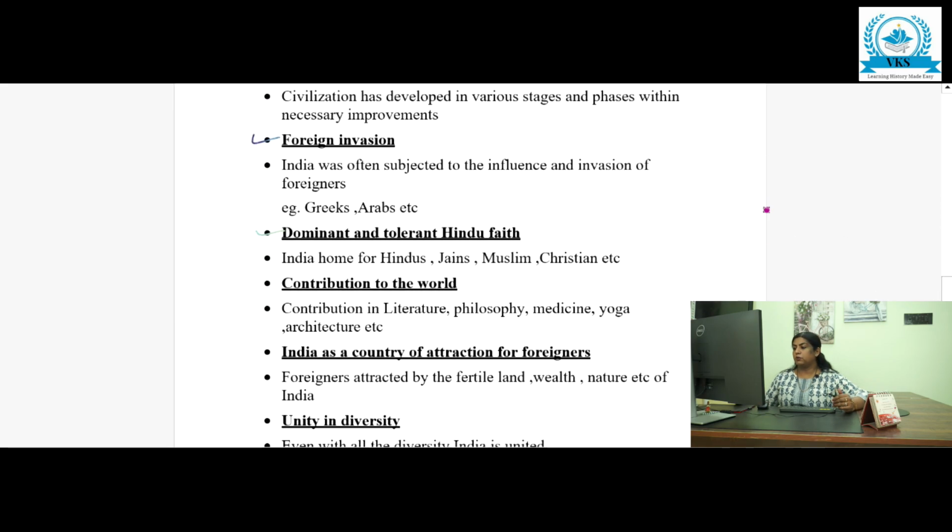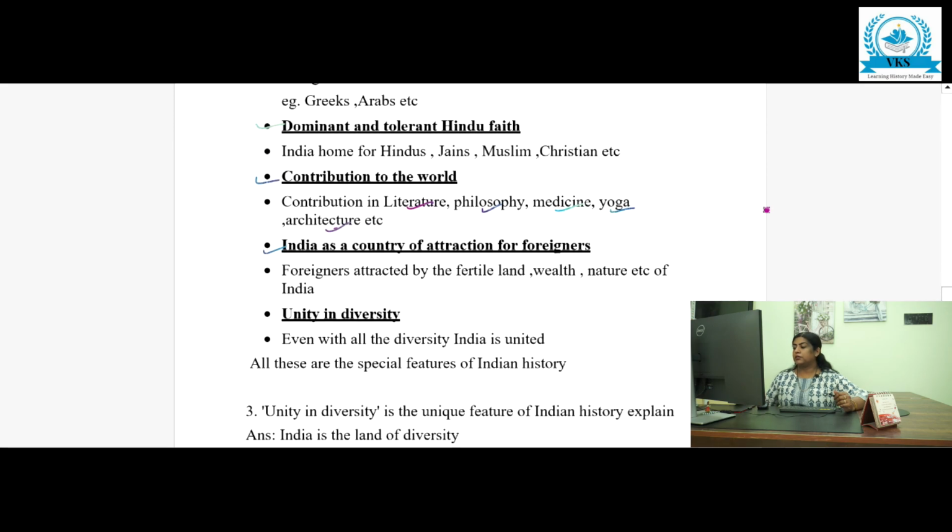Next, contribution to the world. In this point, you can have a detailed explanation of contribution in literature, philosophy, medicine, that is Ayurveda, yoga, architecture. All these with examples you can explain. Next, India is a country of attraction for foreigners. Foreigners were attracted by the fertile land, wealth, nature, etc. of India. And the last point is unity in diversity. So even with all the diversity, India is united. All these are the special features of Indian history.